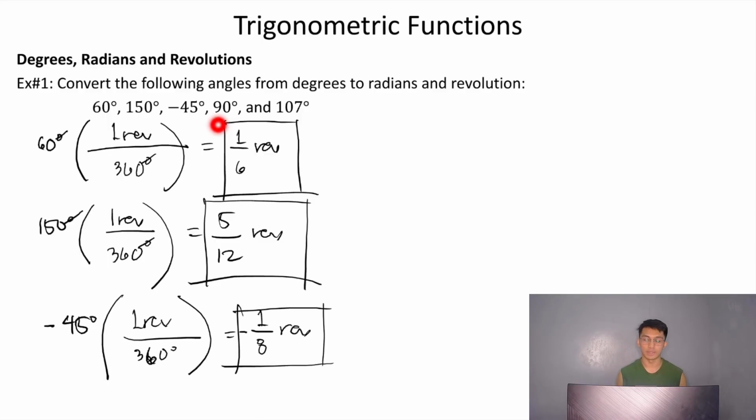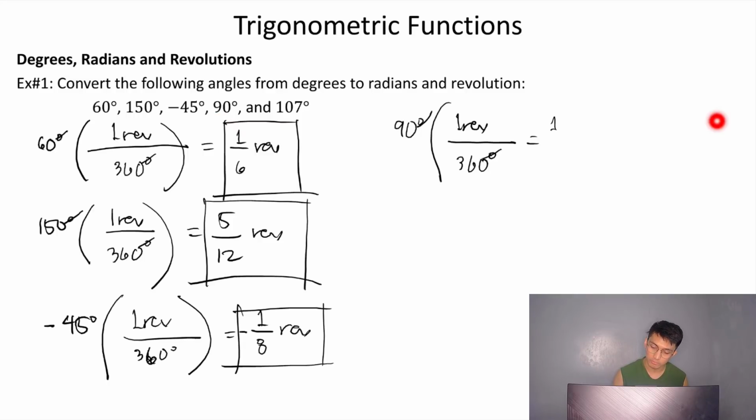And for the fourth angle, the 90 degrees, multiplied by the conversion factor, we have 1 revolution, same process, over 360 degrees. So cancel. 90 over 360, by simplifying, we have 1 over 4 revolution. This is the answer.